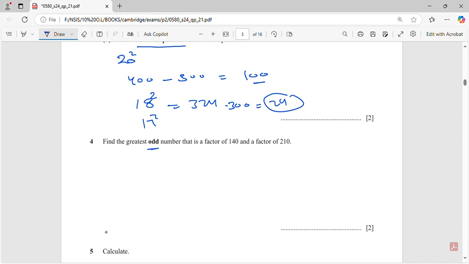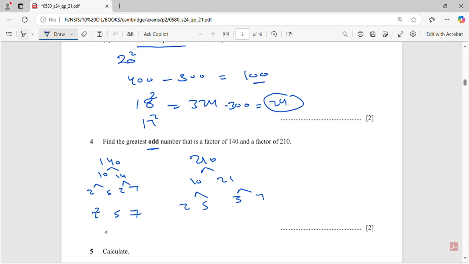After you figure out the HCF, you have to choose two numbers, or more than two numbers, as common factors whose product is odd. So I will take 140 here. 140 is 10 multiplied by 14, 2 multiplied by 7, and 2 multiplied by 5, so it is 2 squared, 5, 7. Now 210 is 10 multiplied by 21, 3 multiplied by 7, 2 multiplied by 5.